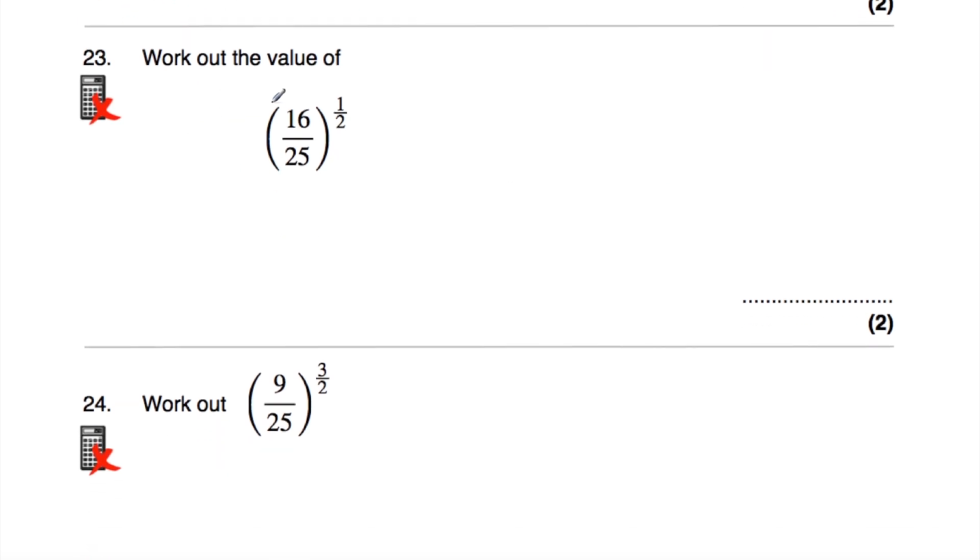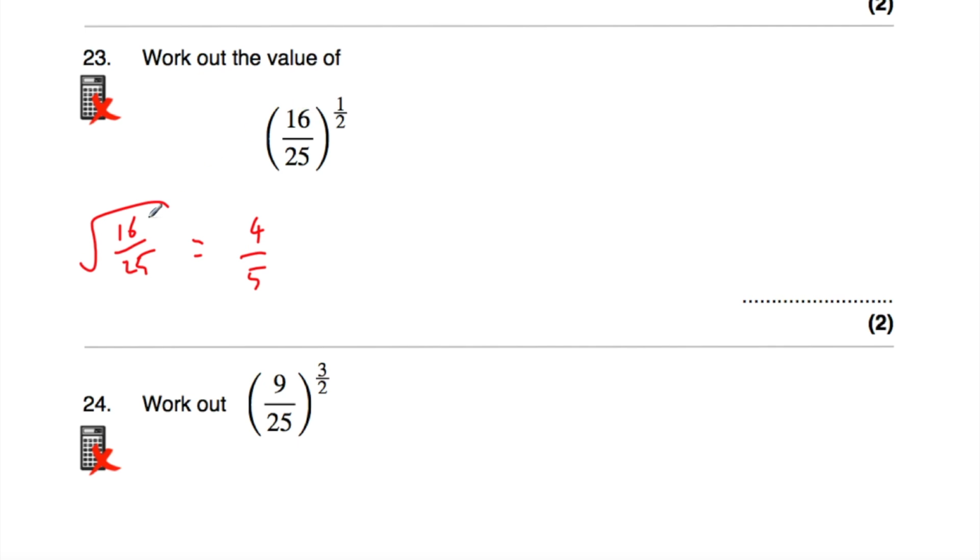Okay, let's look at our next question, question number 23. We've been asked to work out the value of 16/25 to the power of a half. So here we've got to the power of a half, and yes, it is a fraction, but to the power of a half just means to square root, so we're just going to square root this fraction. And to square root a fraction, you just square root the numerator and square root the denominator. So if I was asked to work this out, I would just do the square root of 16/25, and the square root of 16 is 4, and the square root of 25 is equal to 5.